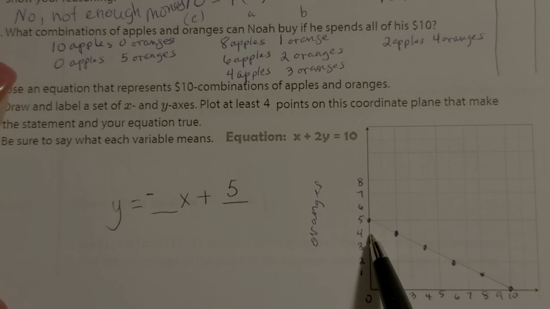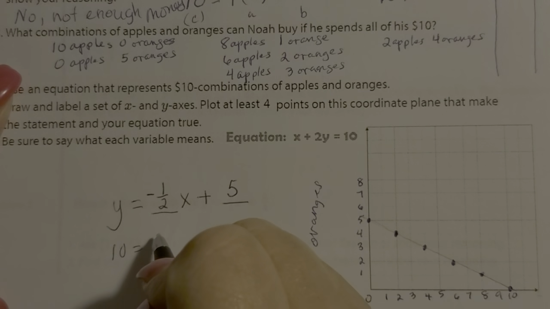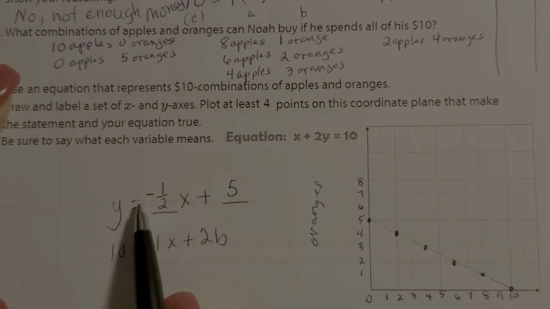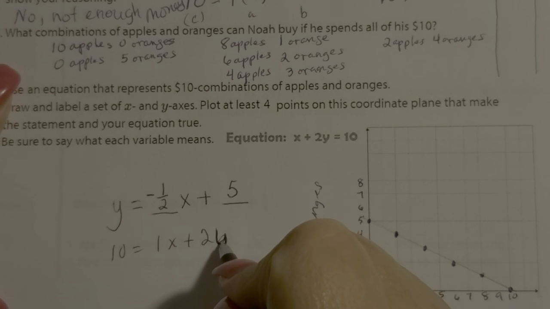So our linear equation can be either 10 equals 1x plus 2b, or it can be, that's 2y, sorry, I'm going back and forth between variables, or it can be y is equal to negative 1/2 x plus 5.